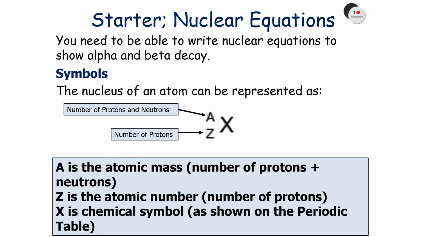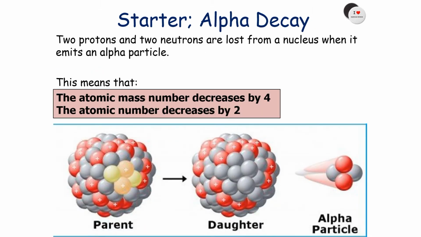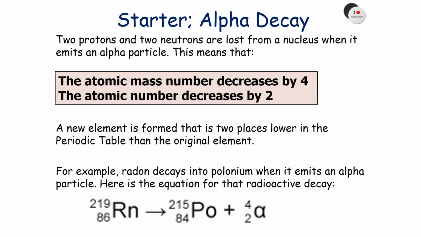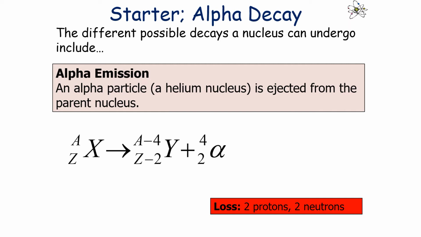Now, we need to be able to write nuclear equations to show alpha and beta decay. The symbols in the periodic table allow you to work out the number of protons and neutrons in a nucleus. So A, the upper number, is the atomic mass, which is the number of protons and neutrons. Z is the atomic number, the lower number, the number of protons, and X is the chemical symbol as shown on the periodic table. So in alpha decay, 2 protons and 2 neutrons are lost from a nucleus when it emits an alpha particle, so its atomic mass number has decreased by 4 and its atomic number has decreased by 2. So in alpha decay, a new element is formed that is 2 places lower in the periodic table than the original element, as you can see in the following decay equation.